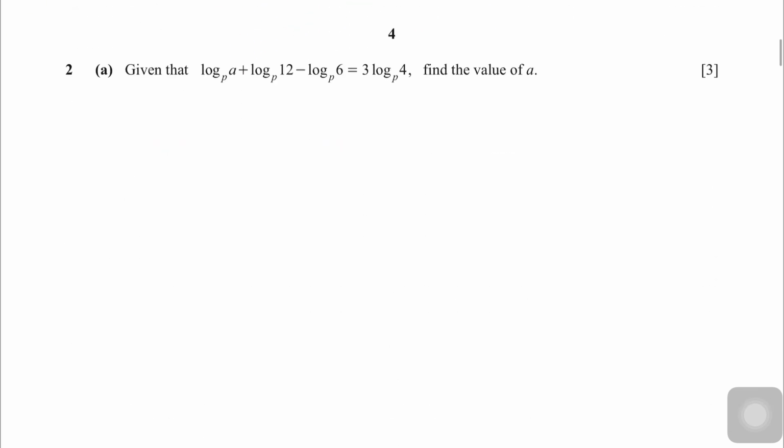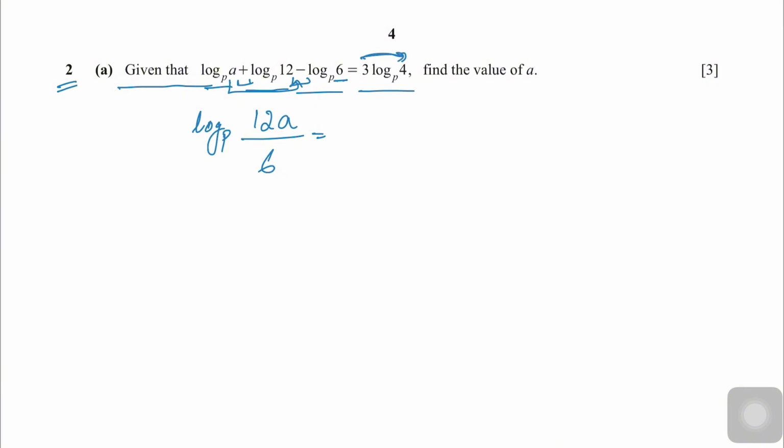Now moving on, we have our question 2 as given that lg log p a plus log p 12 minus log p 6 equals 3 log p 4. Now we'll be applying product law, quotient law, and the power law, everything all together. So we'll be writing this as one single log. We'll write this as log p. This a will be multiplied by 12 because these two logs are added, so we'll be using product law here. So this would be 12a. This is negative, so this would be divided over 6. This would go in the power of 4, so this would be log p 4 power 3.